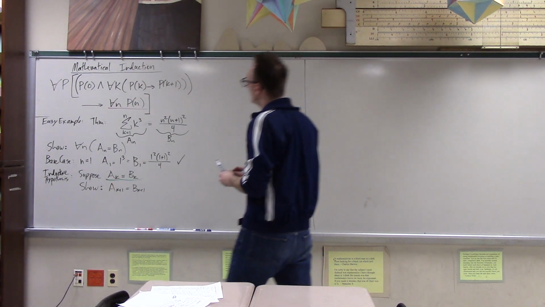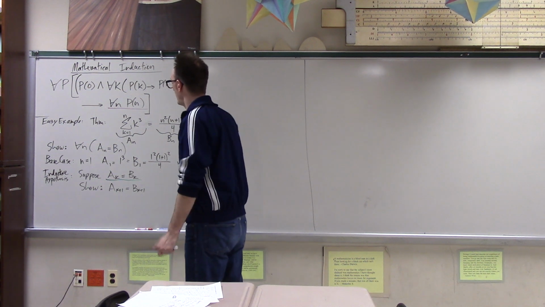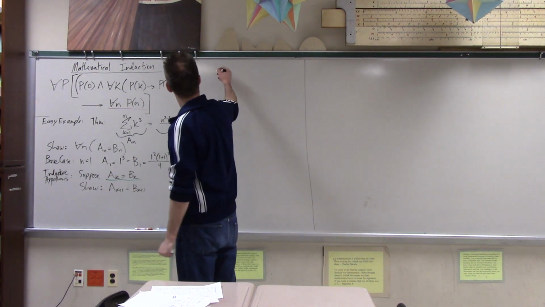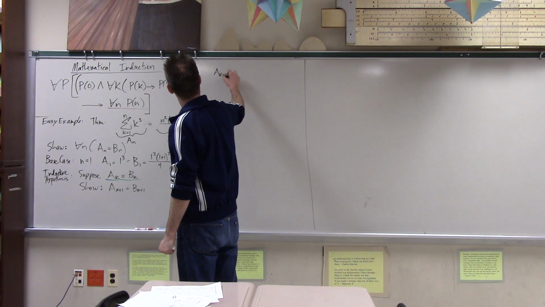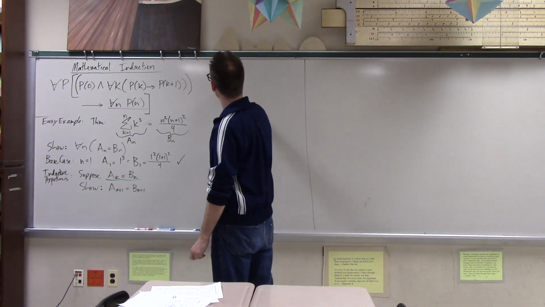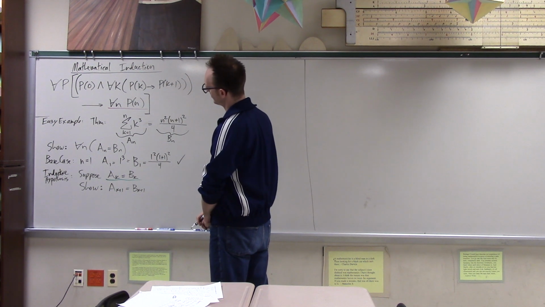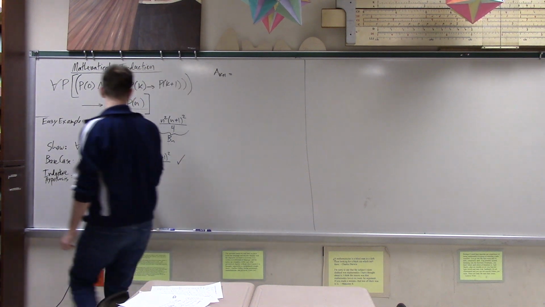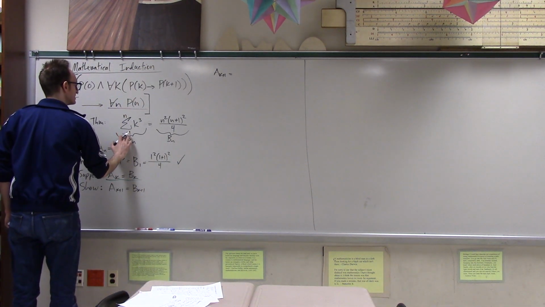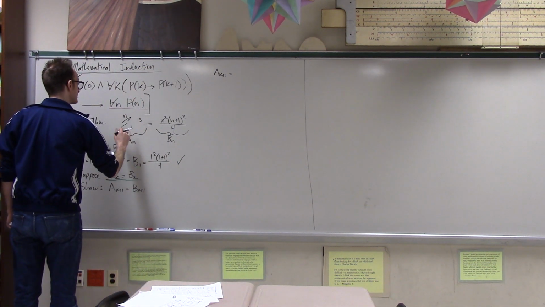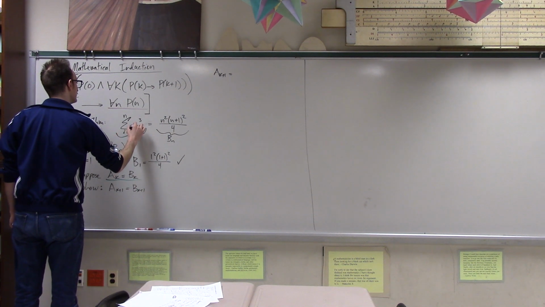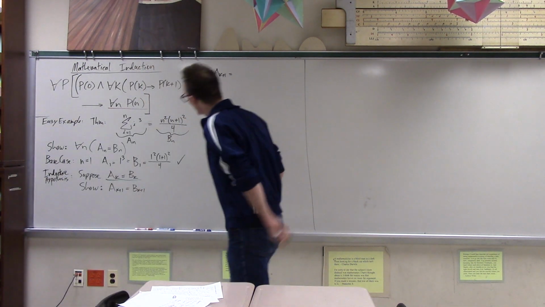Okay, well, what do we do? I need to show A sub k plus 1 equals B sub k plus 1. So, what is A sub k plus 1? It is... k was a terrible choice. Let's see. If I want to hold on to this, then I should just change this index to i. Yeah, there we go. Okay, so what is A sub k plus 1?